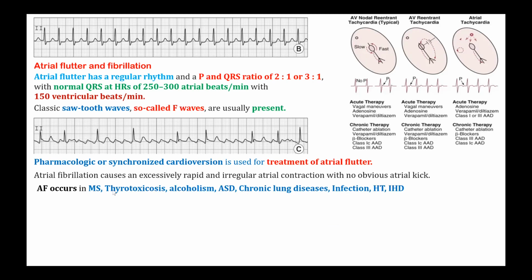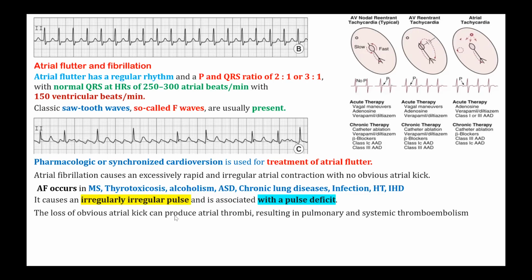AF commonly occurs in mitral stenosis, thyrotoxicosis, alcoholism, and ASD. Atrial fibrillation is one of the short note questions that can be asked in the examination, or even in the clinical viva. The causes can be cardiac or non-cardiac. Atrial fibrillation can happen in non-cardiac conditions also, like alcoholism and chronic lung diseases. Even cirrhosis of the liver can produce atrial fibrillation. So we can classify them into cardiac and non-cardiac. It causes an irregular pulse with a pulse deficit.